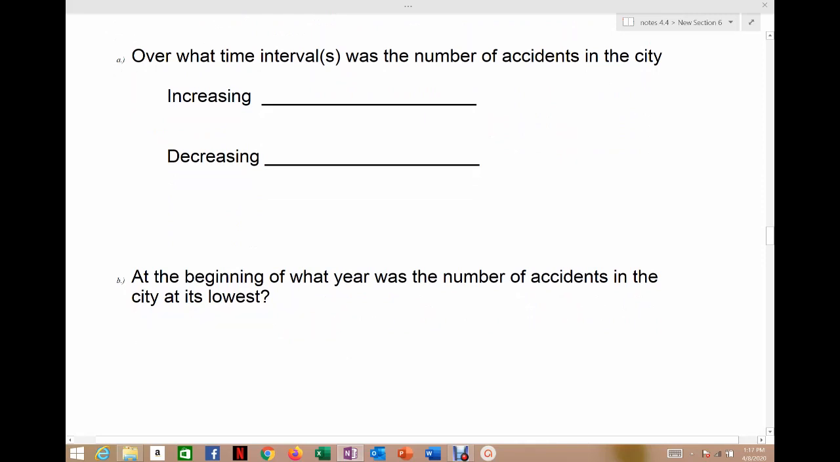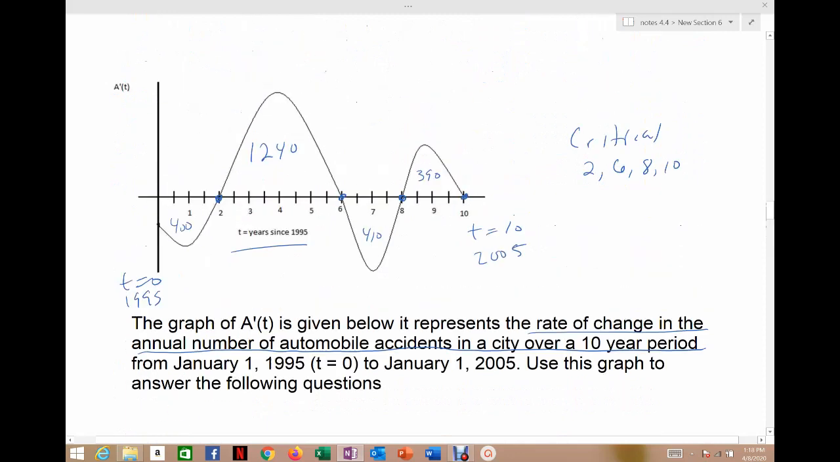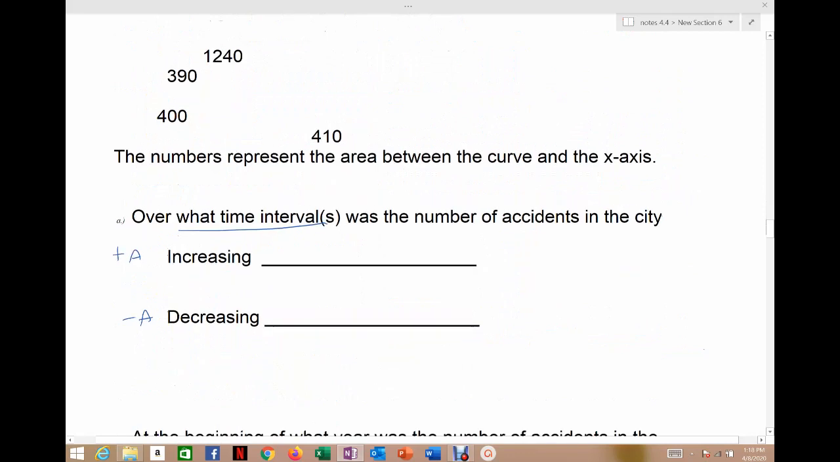And you could use interval notation, since it says over the interval, so I am going to use interval notation. Increasing would be my positive area, decreasing would be my negative area. So just go to my graph and figure out when accidents were going up and when they were going down. Negative, positive, negative, positive. So I'm increasing from 2 to 6 and 8 to 10. Over those years, 2 to 6, 8 to 10.